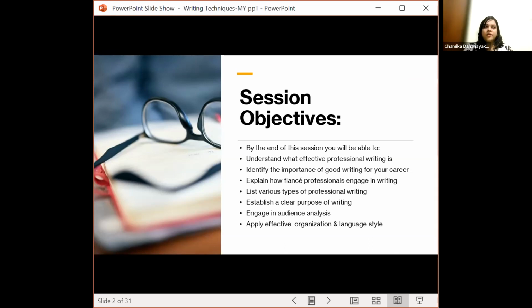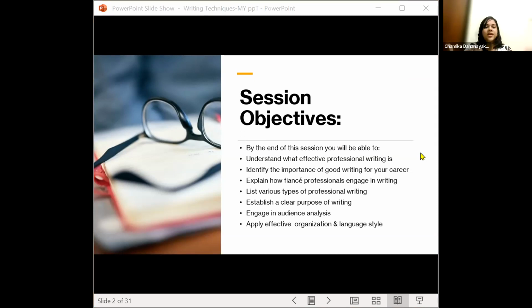Okay, because when you write a document as a professional, as a student, people don't expect you to write spoken language. Okay, but that is exactly what's happening now. A lot of people are writing in spoken language. Okay, so the standards of writing have gone down. So first of all, our objective is to identify good writing, bad writing, and to discuss what is writing. And then we will talk about the importance of developing your writing for your career. We will talk about how finance professionals engage in writing.